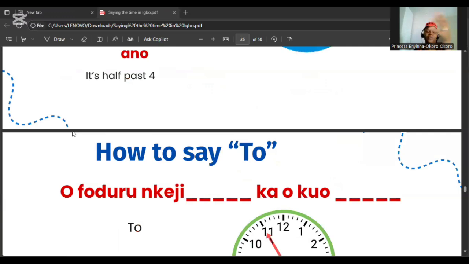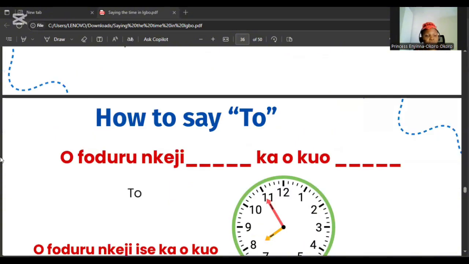The next is how to say to. 10 minutes to 5, 5 minutes to 8, 6 minutes to 2. How do we say to in Igbo? We say it by saying ofodoro. Ofodoro. Nkeji, how many minutes? Ka okwo. Whatever o'clock. It's remaining so and so minutes to become 5 o'clock. It's remaining so and so minutes to become 10 o'clock. That's what we're saying. Say with me. Ofodoro. Again, ofodoro.